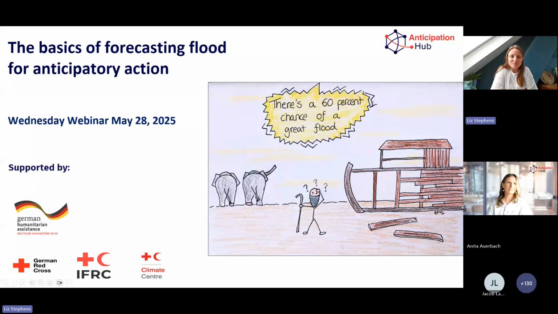So as I mentioned, this is the basics of forecasting floods for anticipatory action, and we are going to cover all types of floods, which you may have seen in Erin's videos. We know that there is a lot, of course, of confusion, so hopefully we're going to try and make clearer some of those more technical aspects that are a bit tricky to understand. Feel free to ask questions at any point in the chat. I've got people online ready to help you, and please make sure that they're working hard.